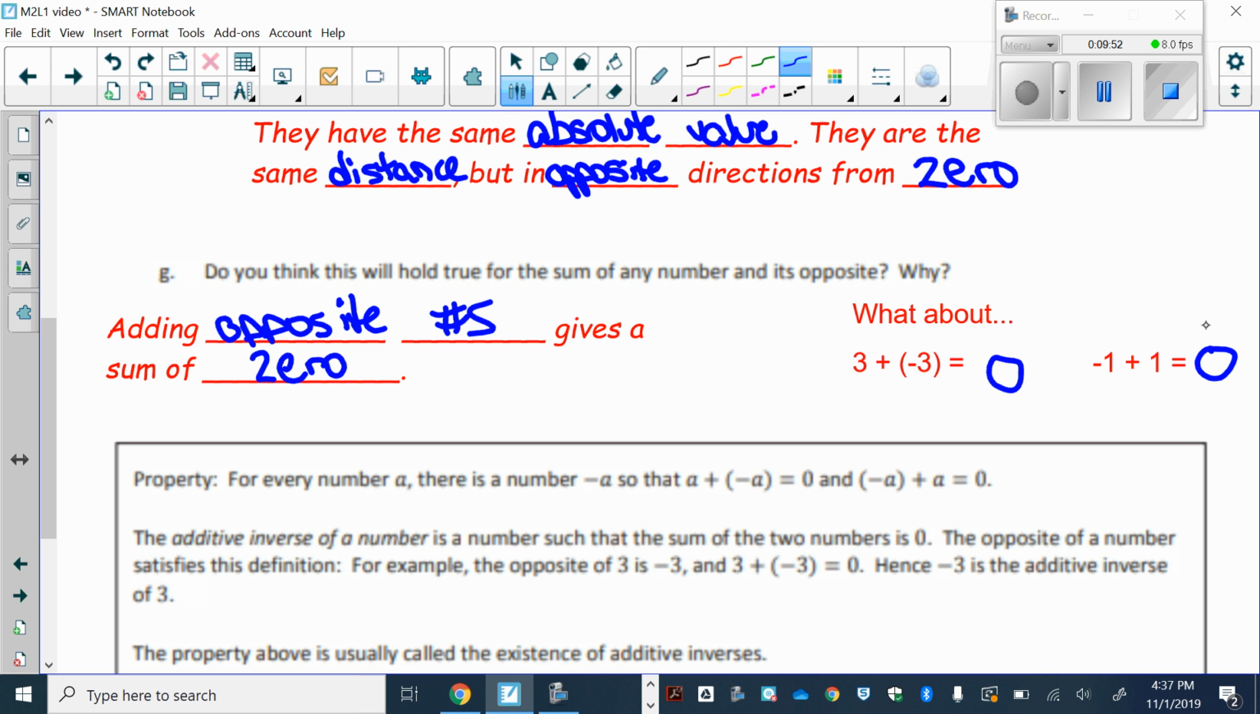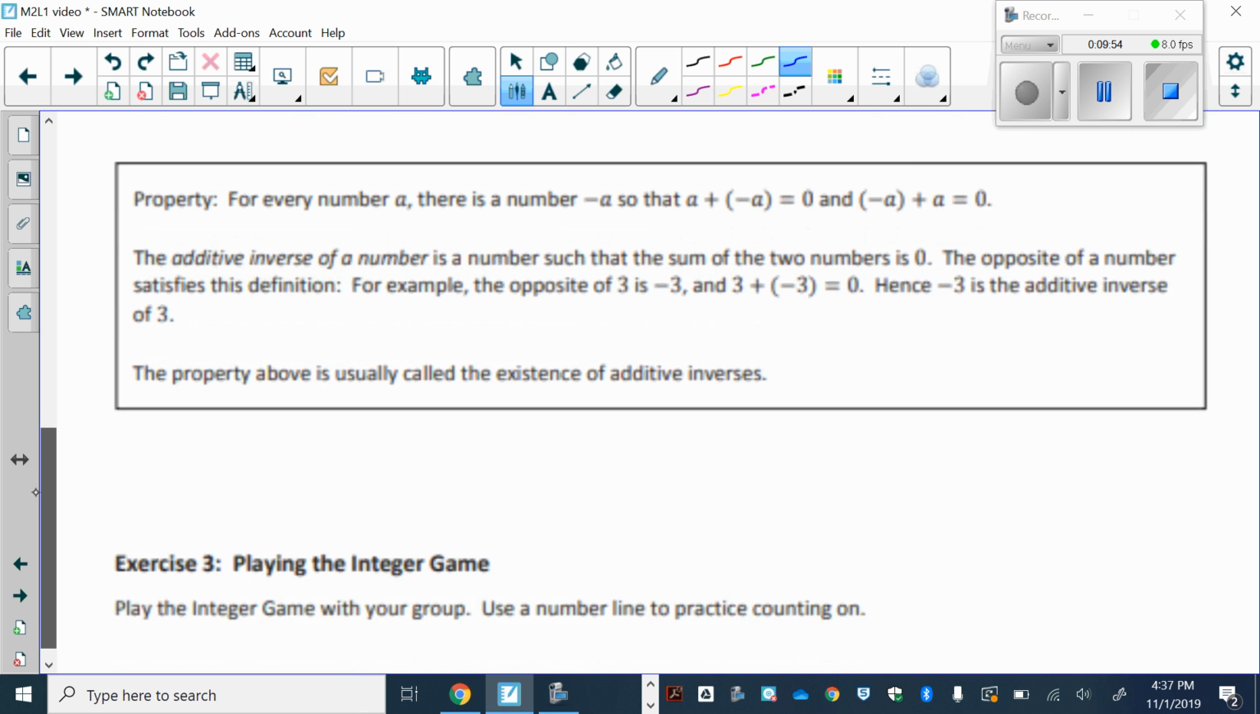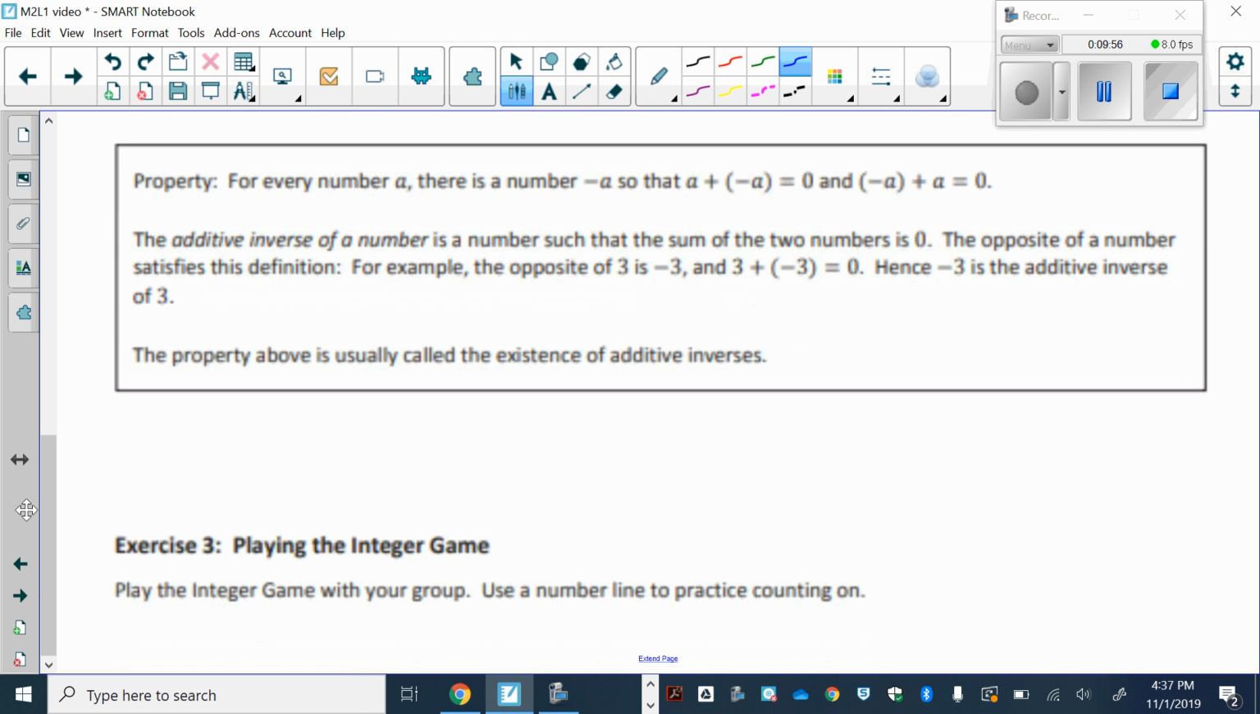The additive inverse of a number is a number such that the sum of the two numbers is 0. The opposite of a number satisfies this definition. For example, the opposite of 3 is negative 3, and 3 plus negative 3 is 0. Hence, negative 3 is the additive inverse of 3. The property above is usually called the existence of additive inverses.